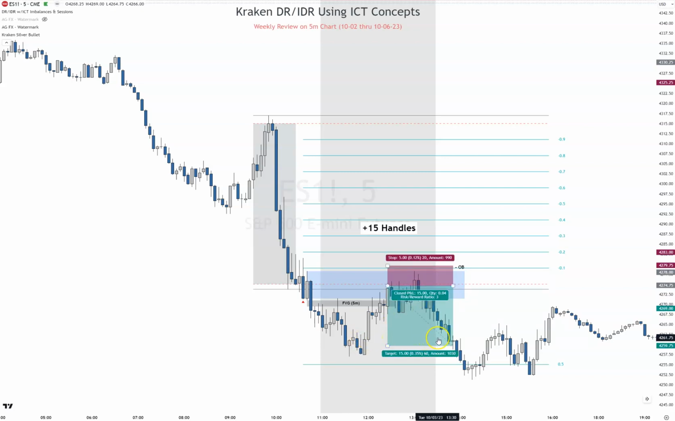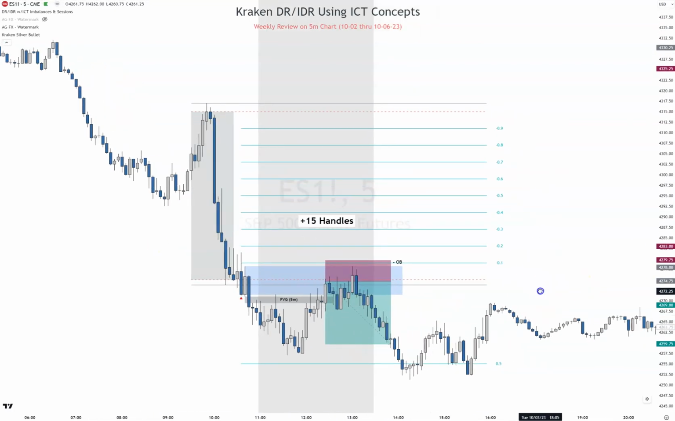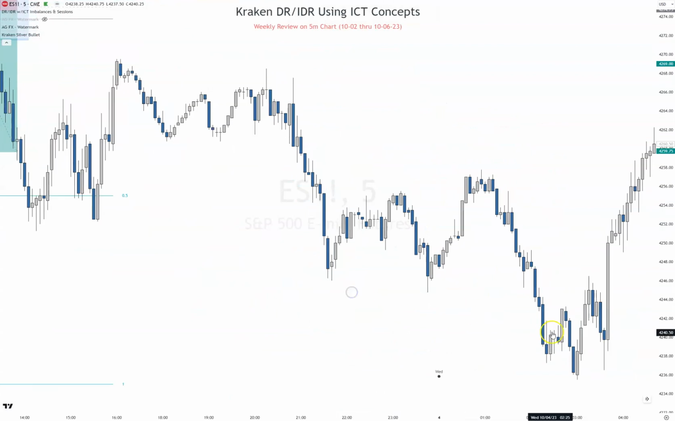Regardless, it came down. We got 15 handles out of this, and we were out before the 2 o'clock hour. So there you go, 15 handles. So now we are -5 plus 15. We are plus 10 handles for the week so far.